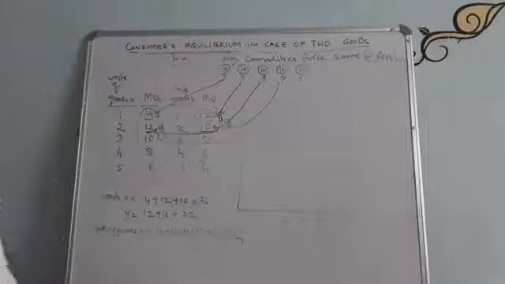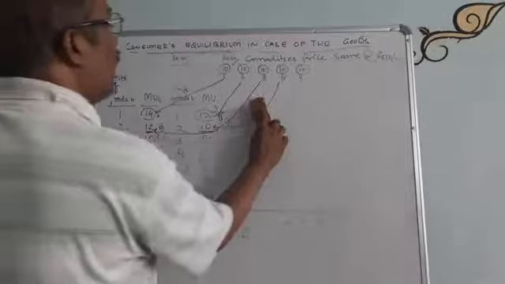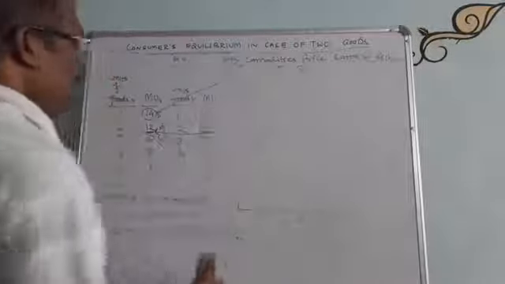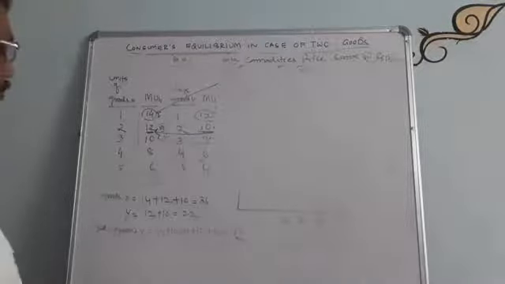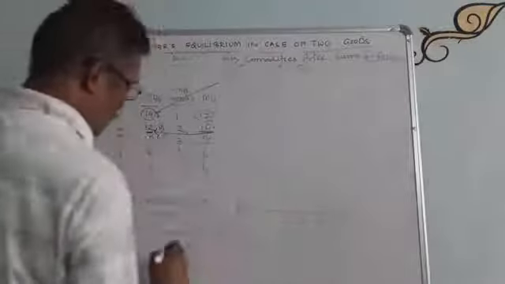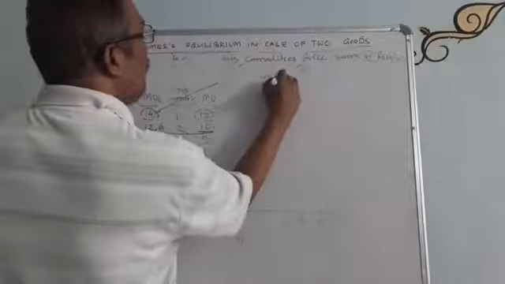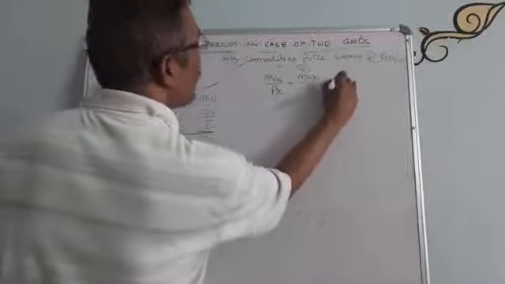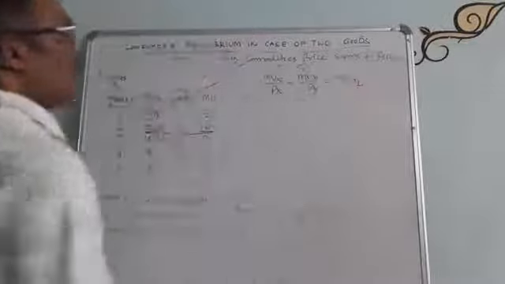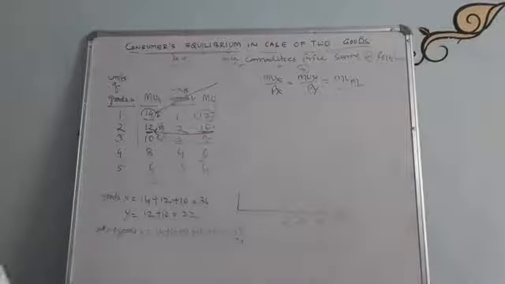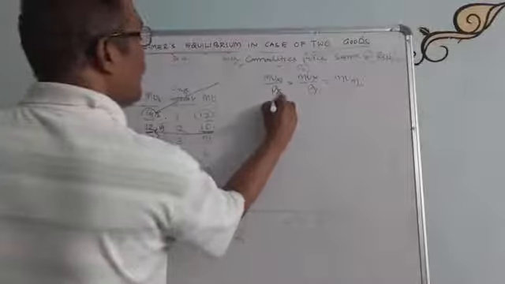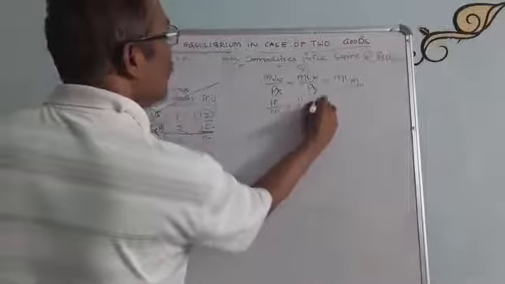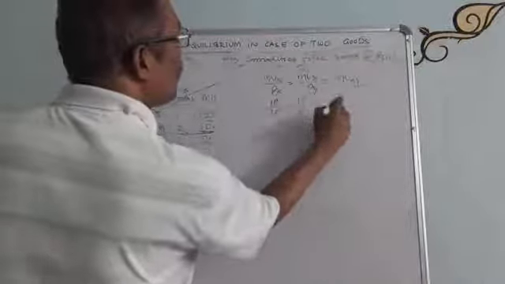So it can be explained by one formula: marginal utility of X upon price of X equals marginal utility of Y upon price of Y, equals marginal utility of money. It means marginal utility of X, 10, upon price 10, equals marginal utility of Y, 10, upon price 10, equals 1, the marginal utility of money.